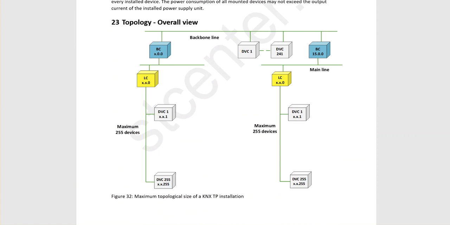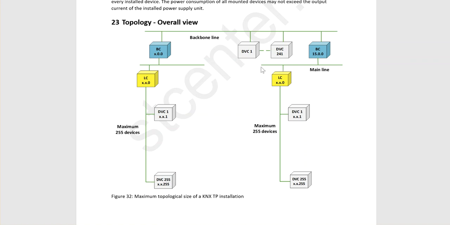So this is the topology we face nowadays. Each line consists of 256 devices, of course with the line coupler included. So without the line coupler, each line can consist of 255 devices, from number 1 to number 255. When you want to connect this line to another line, you use the line coupler. And when you want to connect an area to another area, you use the backbone coupler. Of course, you can have devices on the backbone line or main line.